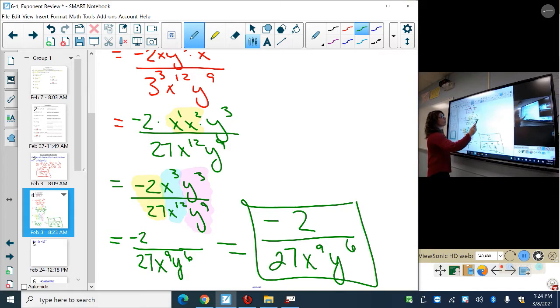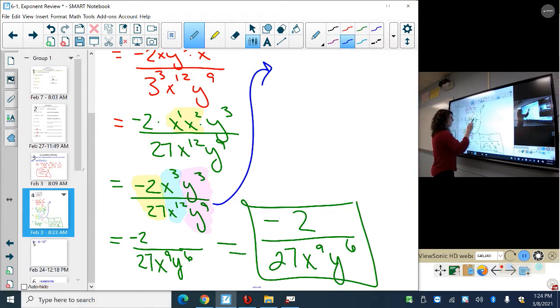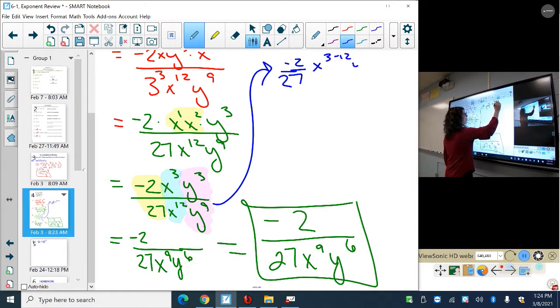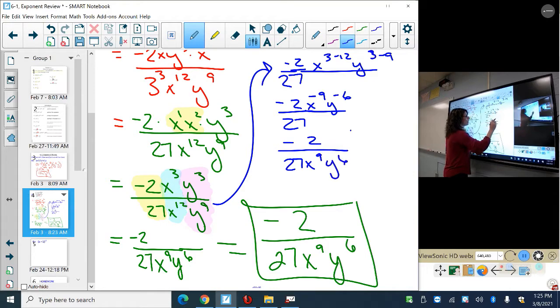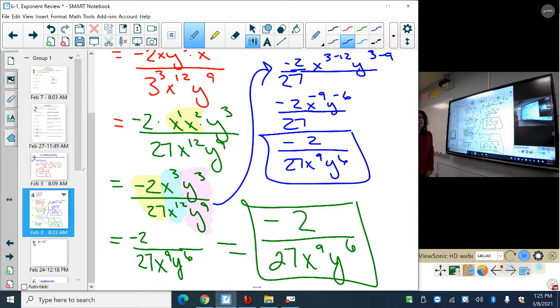Now, let's say I want to do that problem differently, and I'm going to show you what I would do differently. Negative 2 over 27, and then I'm going to subtract my x's. So that's going to be 3 minus 12, and then 3 minus 9. And that stays in the top. So negative 2 over 27, x to the negative 9, y to the negative 6. Then, because the negative exponents are in the top, to make them positive, I'm going to put them down to the bottom, and you get the exact same answer as I have there in the green. I do not care how you do it, as long as you get the right answer.